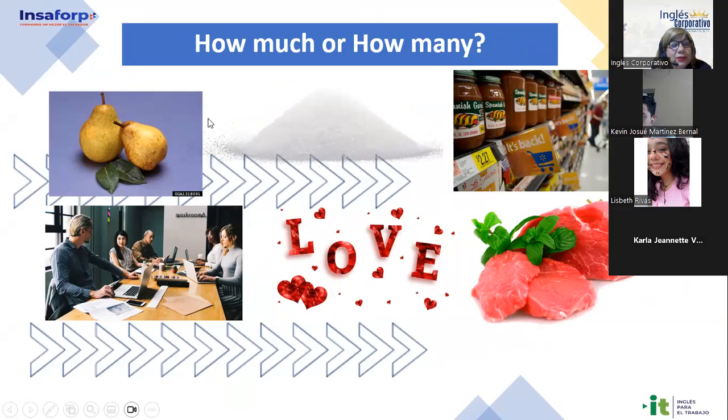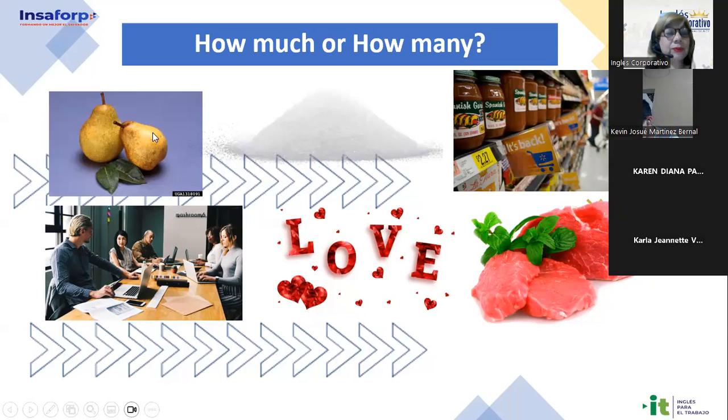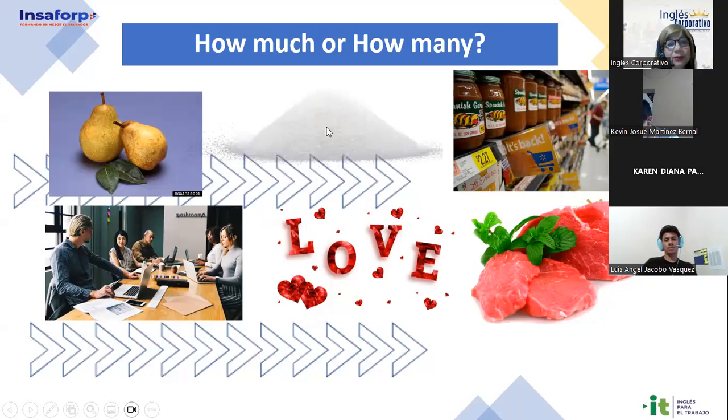Okay, look at the pictures. Do you know this in English, the picture number one? We are going to say the name and we are going to say if it is countable or uncountable. The name of the fruit is? Pear. Is it countable or uncountable? Countable. Exactly. And the name of the picture number two?